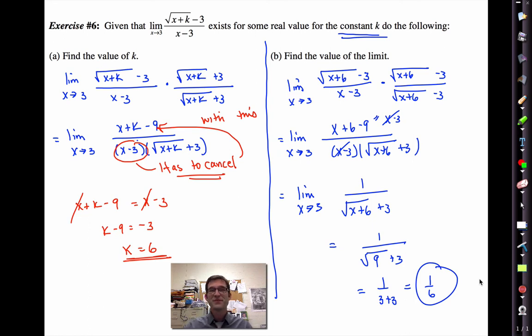So that's kind of cool. Very AP-like, because you really have to realize that what makes that limit exist mechanically is having that factor that's going to 0 in the denominator cancel out, and it's got to cancel with the numerator. All right. Well, pause the video now and write down anything you need to.